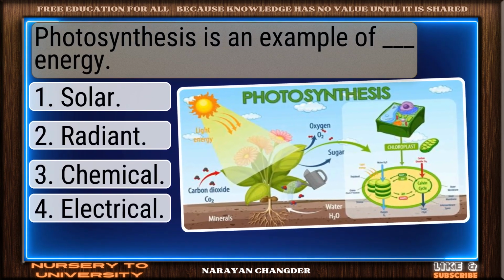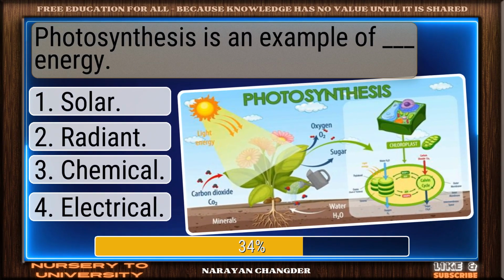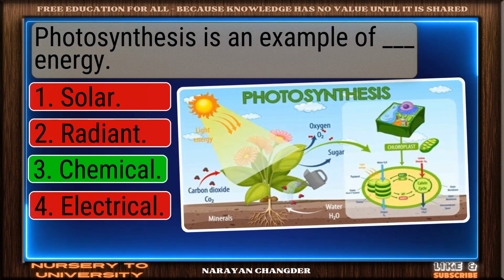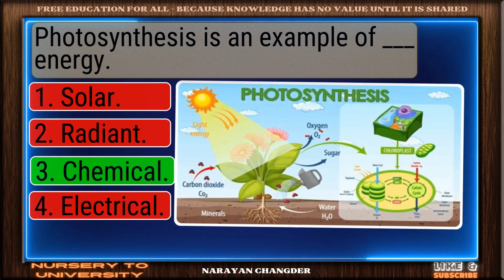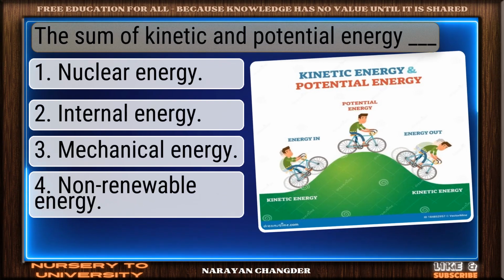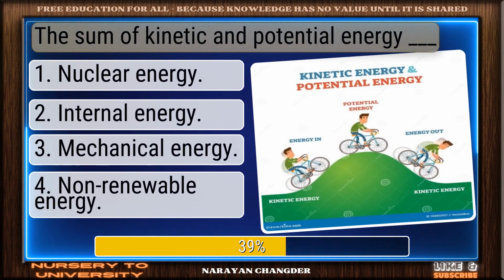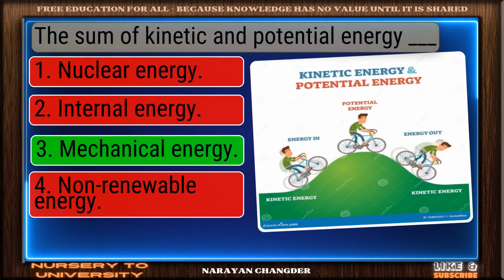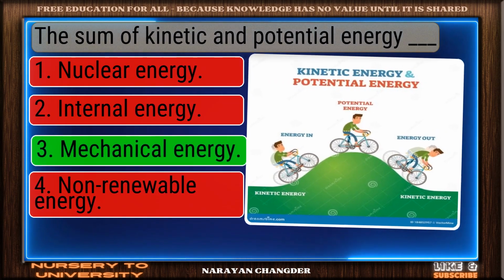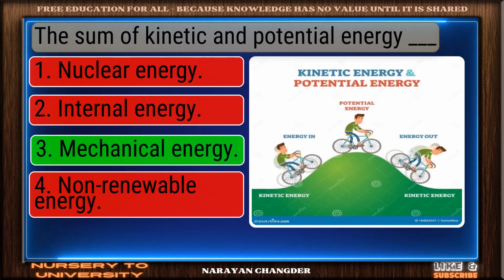Photosynthesis is an example of dash energy. Right choice. Chemical is the best answer. The sum of kinetic and potential energy dash. Well reasoned. Mechanical energy is the correct choice.